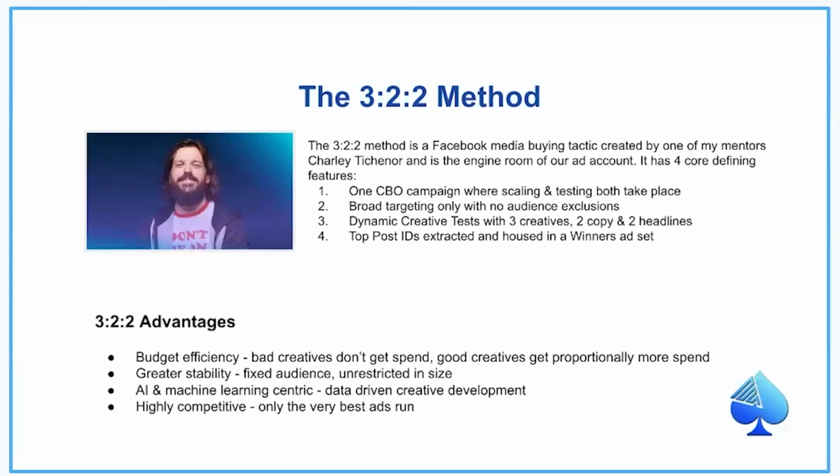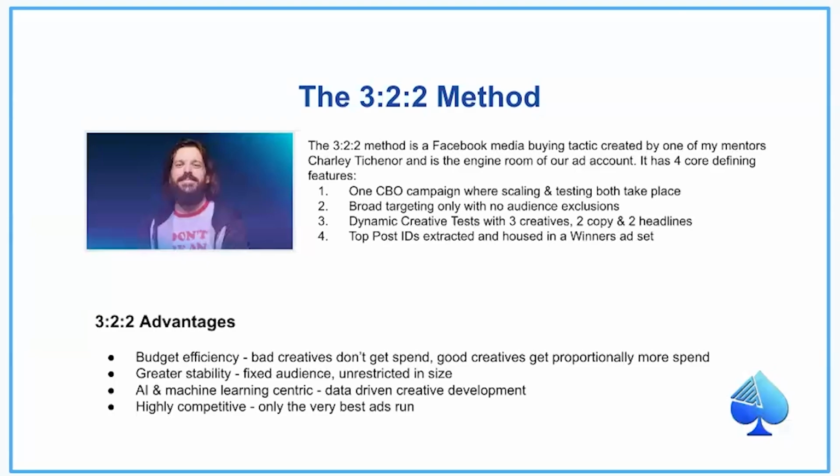You're going to have one CBO campaign where scaling and testing both take place rather than separately. You're going to use broad targeting only with no audience exclusions. You're going to use dynamic creative testing with 3 creatives, 2 copy, and 2 headlines in each, hence the 3-2-2 method. And you're going to have top post IDs extracted and housed in a winner's ad set within that one CBO campaign.